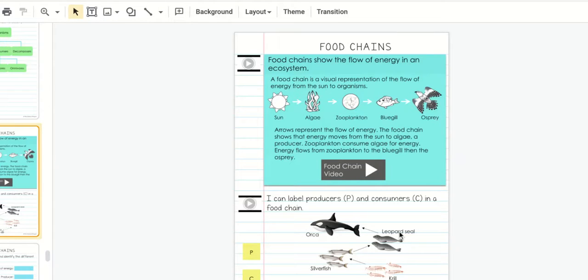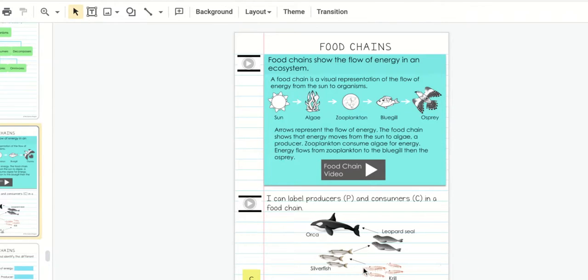So let's label producers and consumers in our food chain. So we're going to have P for producers, C for consumers. Producers are anything that create their own energy from the sun. So phytoplankton would start off at the beginning as our producer.